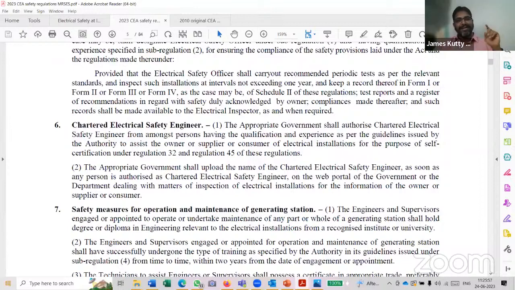Actually, Sri sir already explained about this, about the Forms 1, 2, and 3.